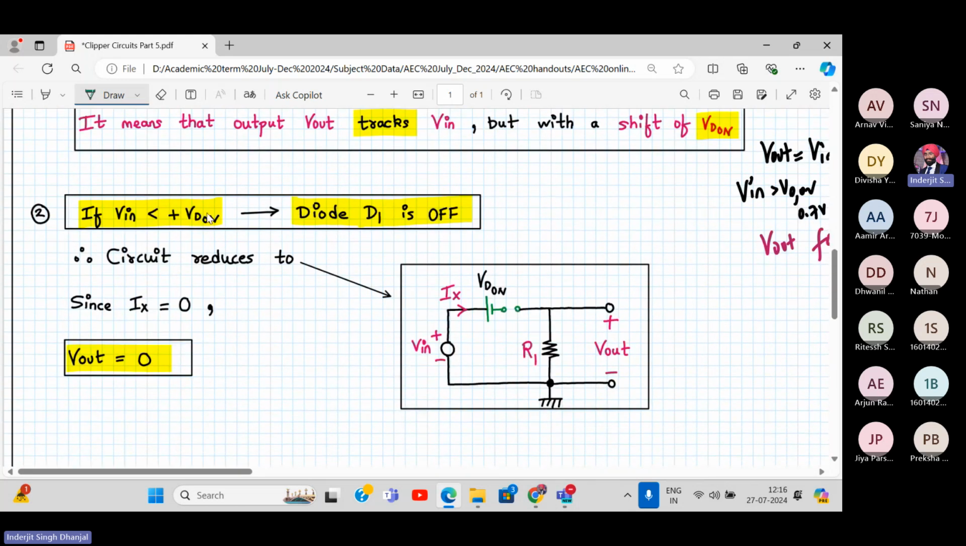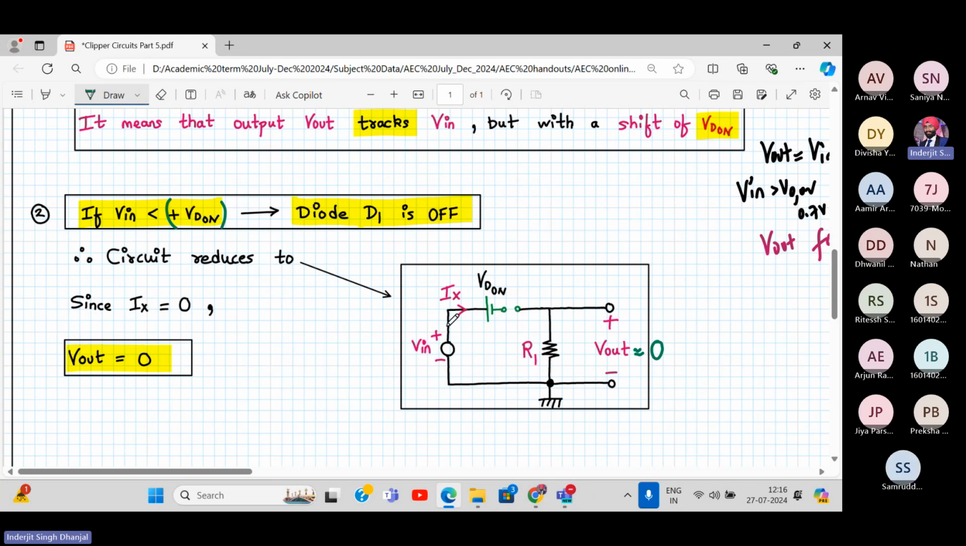Now, when the input is less than VD on, my diode is off. And when the diode is off, my current in the circuit is zero. So will my output follow the input over here? That is my question. No, because your input is disconnected, since the current flowing through it is zero. So what will my output be? Zero. Did you understand this? For the first time, the output is becoming zero.